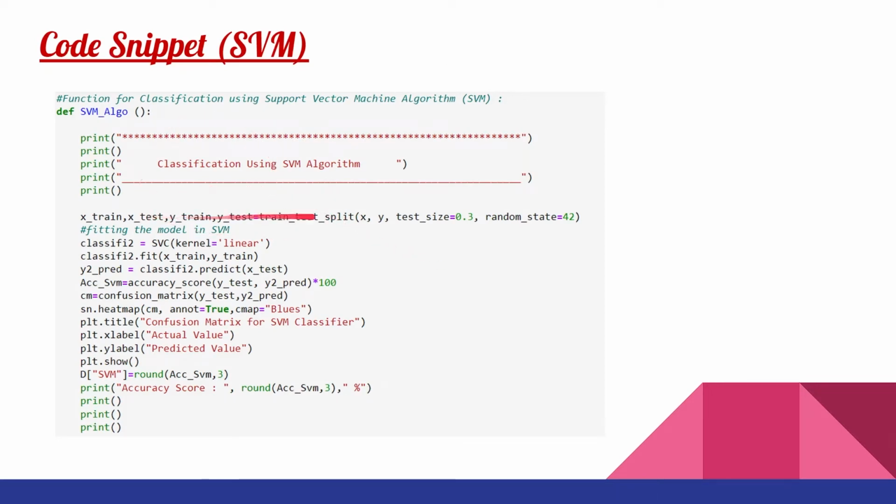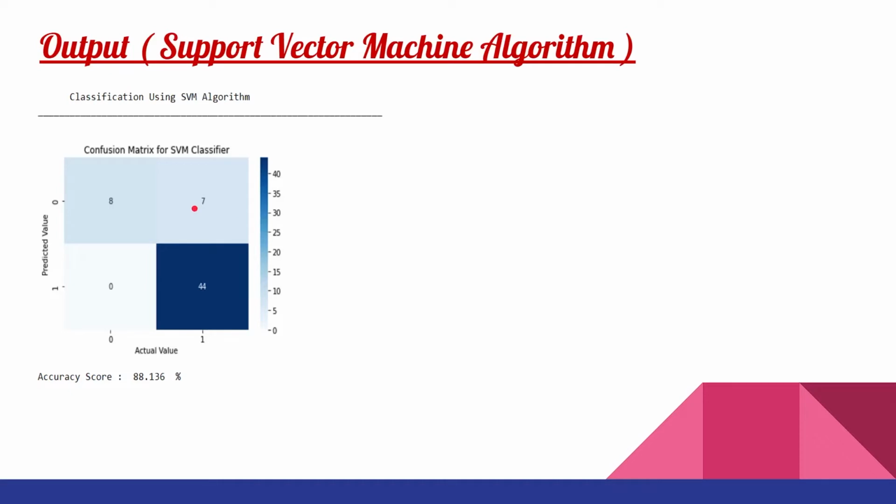First, we have split the data into training data and test data. Then we have imported the inbuilt library SVC for fitting our data into the SVM algorithm. After fitting, it classifies our data, and then we find the accuracy score. After that, we have plotted the confusion matrix in the form of a heat map. This heat map for classification shows actual values and predicted values. The accuracy score for this SVM classifier is 88.136%.